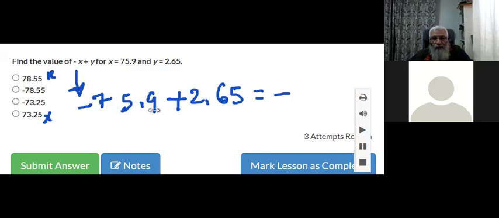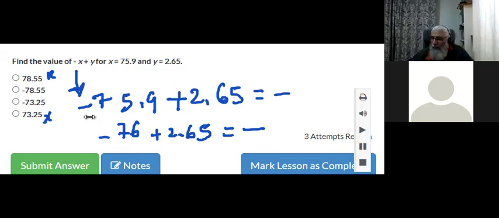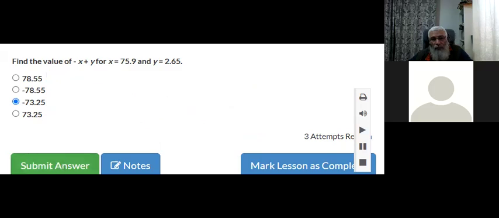Now 75 or 76. Difference between this and 2.65. The result will be negative, and you said you subtract the difference between those two numbers. The difference is 78 or 73? 73. Yes. So this is the answer. Correct? Positive number and negative number, we put the sign of the greater number and subtract the absolute value of the numbers.